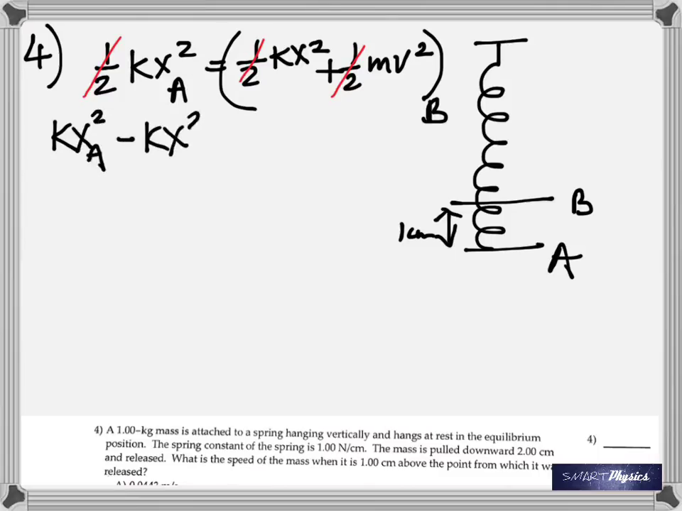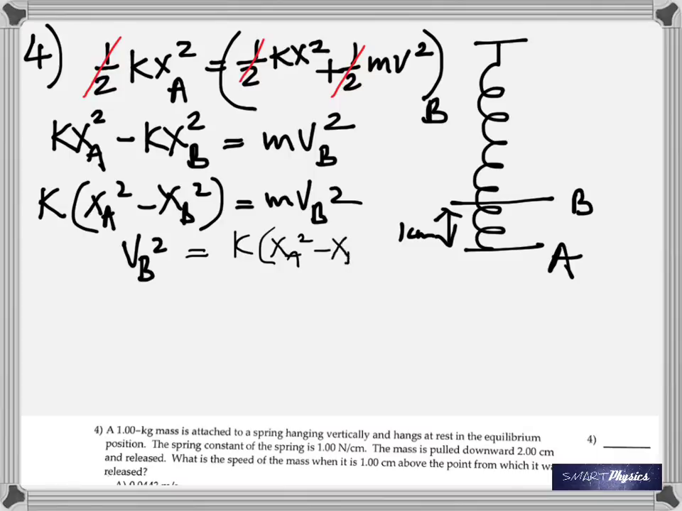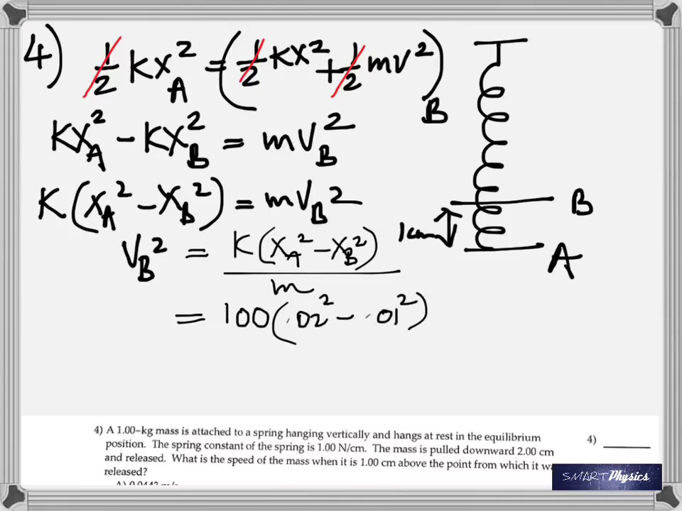I cancel the halves. Now it's all math. K is common, so I've taken it out. And now you're looking for the speed or velocity, so I've just rearranged it. K is 100. Wait, but isn't K given as 1? That's Newton per centimeter. So if it's 1 Newton per centimeter, it's going to be 100 newtons per meter. Okay, that's how I have the 100.